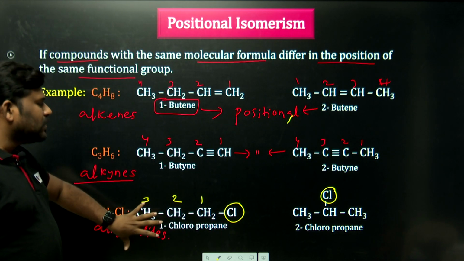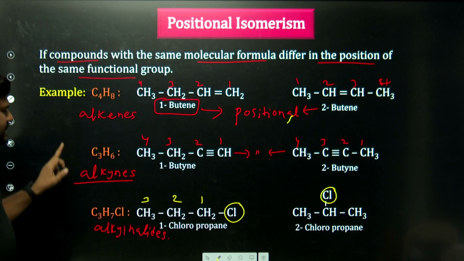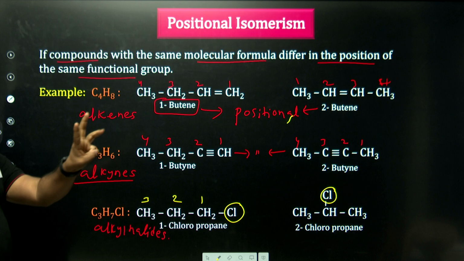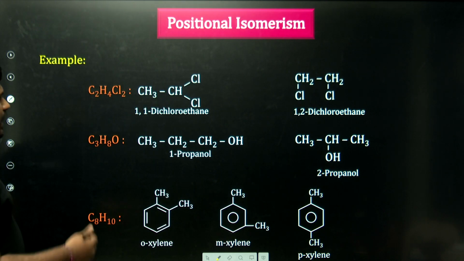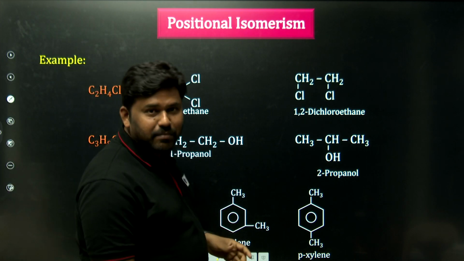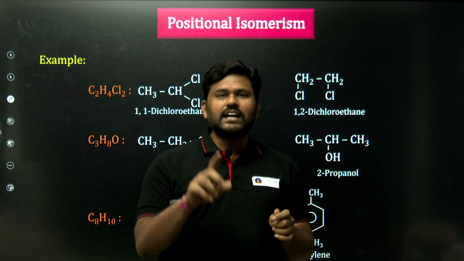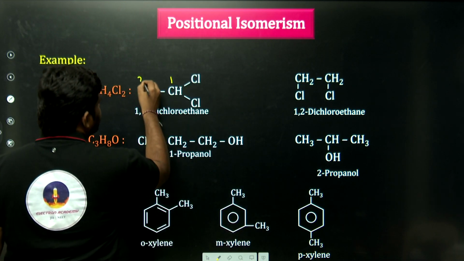Here we have chlorine at the first position, and here chlorine at the second position. So alkenes, alkynes, and alkyl halides exhibit positional isomerism. Not only alkenes, these are also called dihalides. Di means 2, so 2 halides are dihalides. For dihalides, here we check positions 1 and 2.